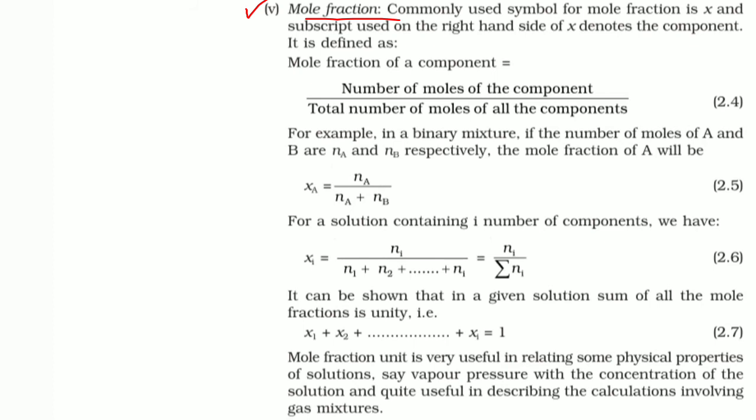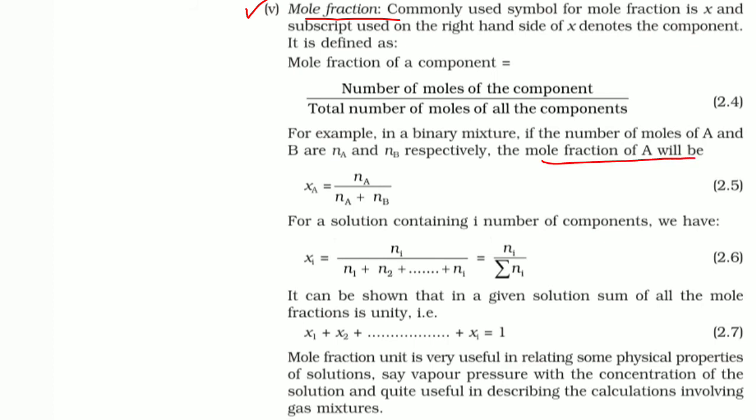Let's suppose we are taking one binary solution. Binary solution means there will be two components. Let's suppose the components are A and B. Suppose in that solution the number of moles of component A present is Na, and the number of moles of component B present is Nb. Understood? So let's suppose we want to calculate the mole fraction of the component A.